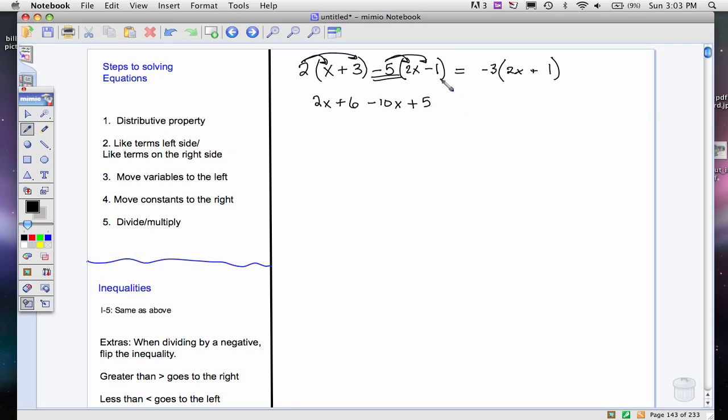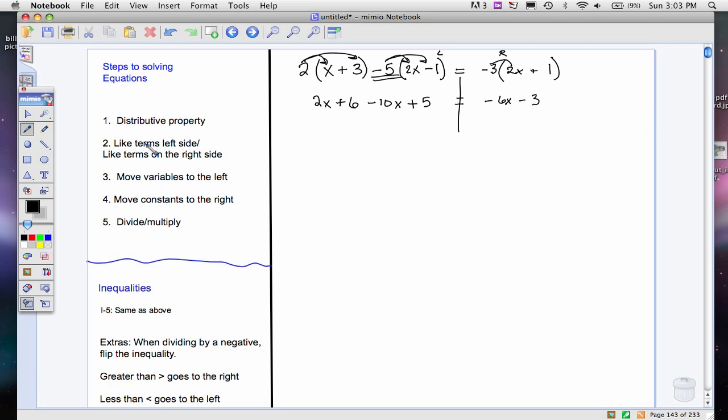Now, once you do that to the left side of the equation, as you can see, here's the left side, here's the right side, you also have to do that to the right side. So negative 3 times 2x is negative 6x, and negative 3 times positive 1 is negative 3.